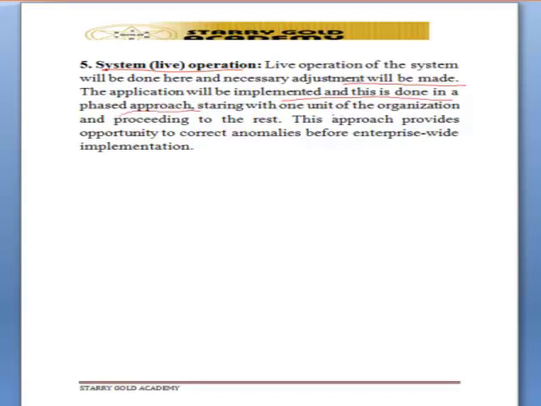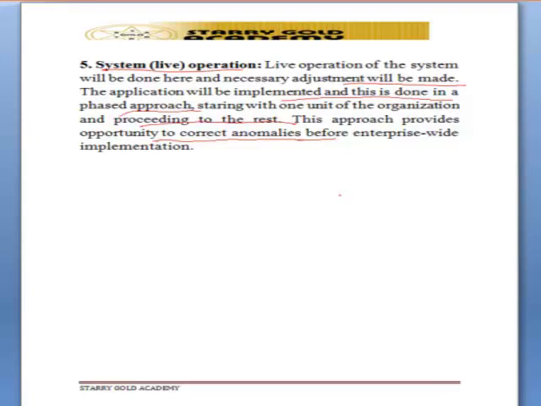Starting with one unit of an organization and proceeding to the rest. This approach provides the opportunity to correct anomalies before enterprise-wide implementation. We have to make sure we operate the system. It's just like when we are trying to carry out tests, that we have to make sure we operate the system.